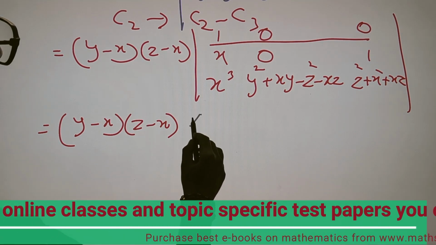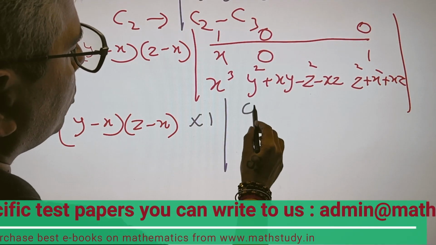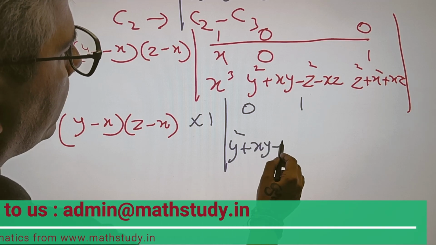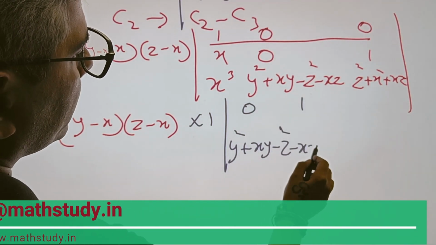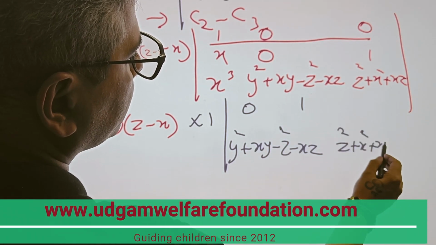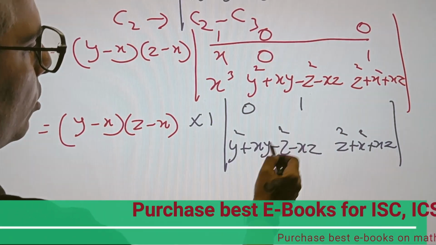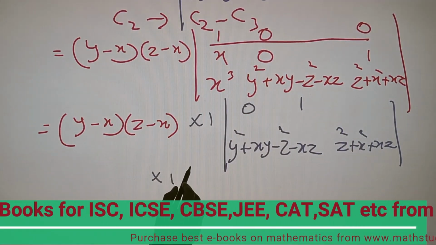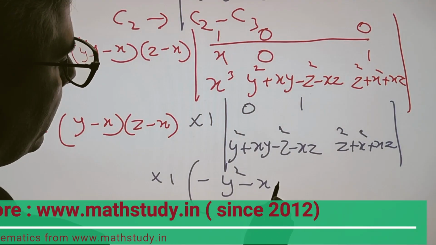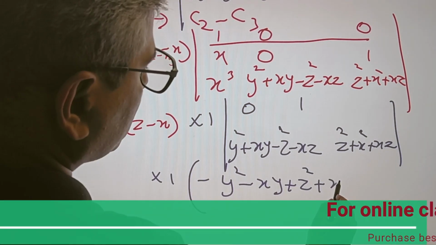So what we'll get? 1 into this gone, 0, 1, y square plus xy minus z square minus xz, and here we will be getting z square plus x square plus xz, right? Now if we see, this part is 0, minus of this one only, into 1 we will get negative of y square minus xy plus z square and plus xz here.